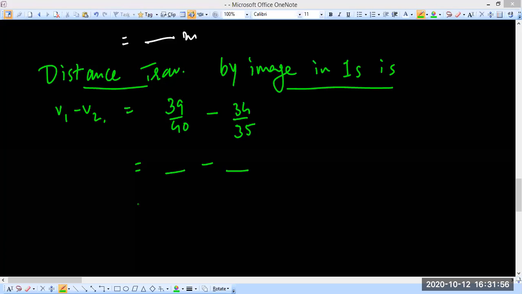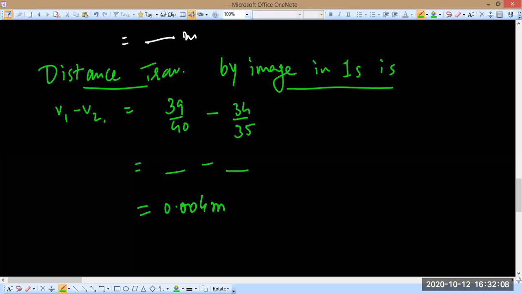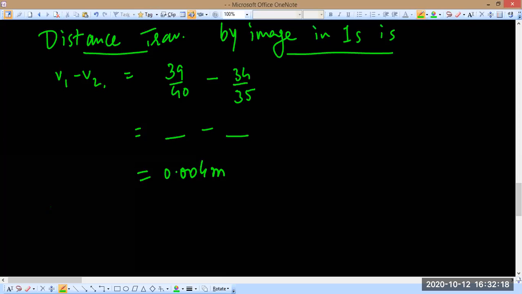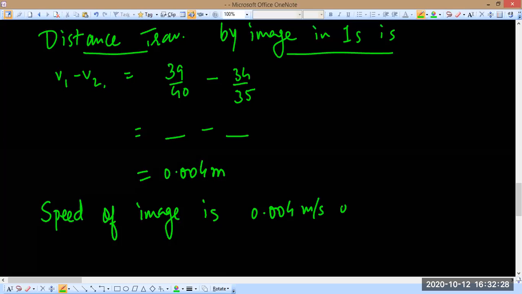.004 meter. Okay, Avinash, no problem. Right, Sakshi? Okay, so 0.004 meter. Right. I think this calculation is easy to do by dividing actually, instead of taking LCM, right? Okay, so this is the speed, right? So you could say speed of image is 0.004 meter per second or 4 mm per second.